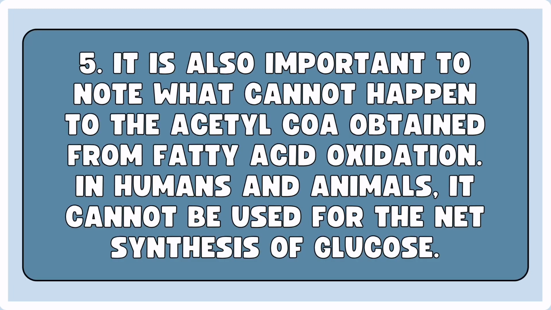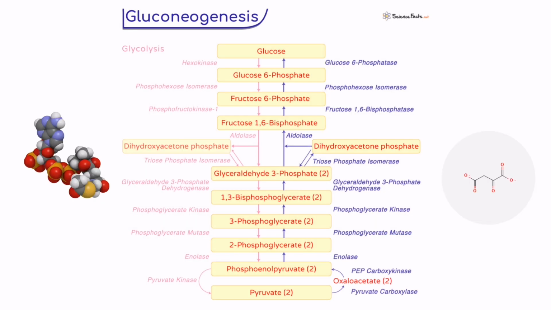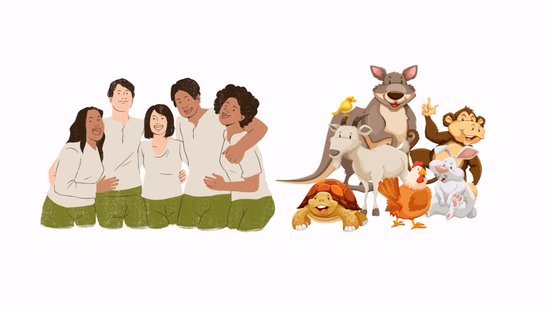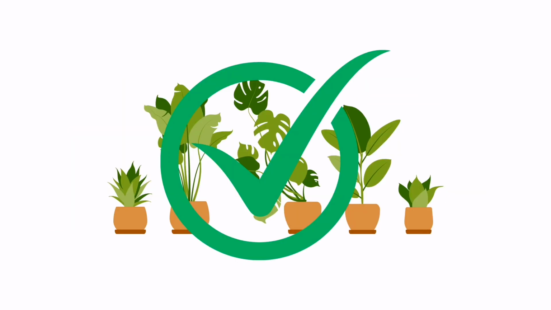It is also important to note what cannot happen to the acetyl-CoA obtained from fatty acid oxidation. In humans and animals, it cannot be used for the net synthesis of glucose. Pyruvate or oxaloacetate is the needed starting material for glucose production via gluconeogenesis. Humans and animals do not possess the enzymes needed to convert acetyl-CoA to pyruvate. By contrast, plants do possess the 2 additional enzymes needed.